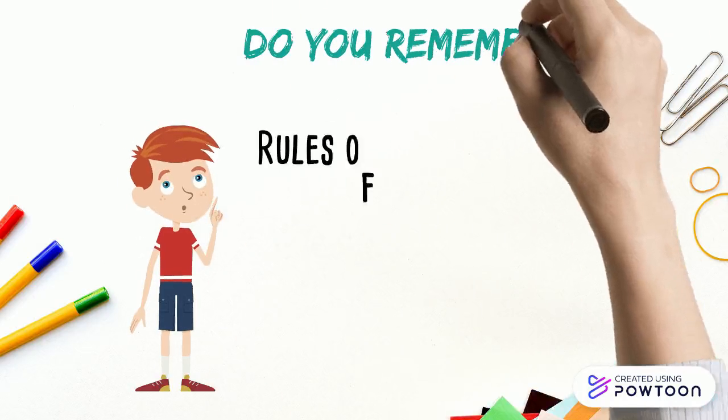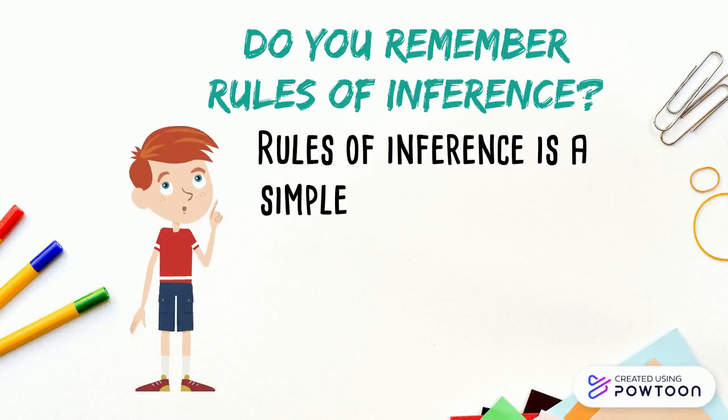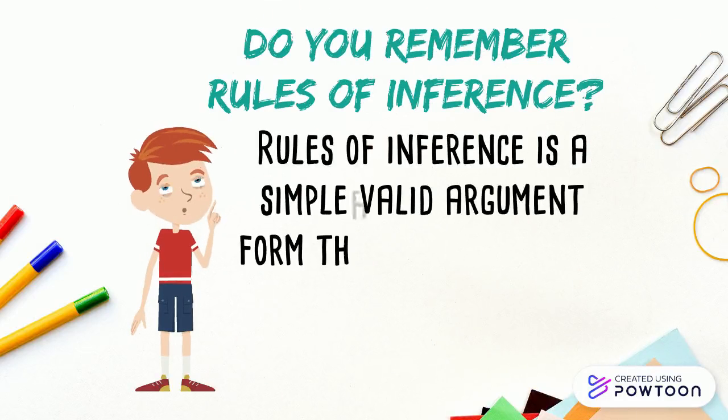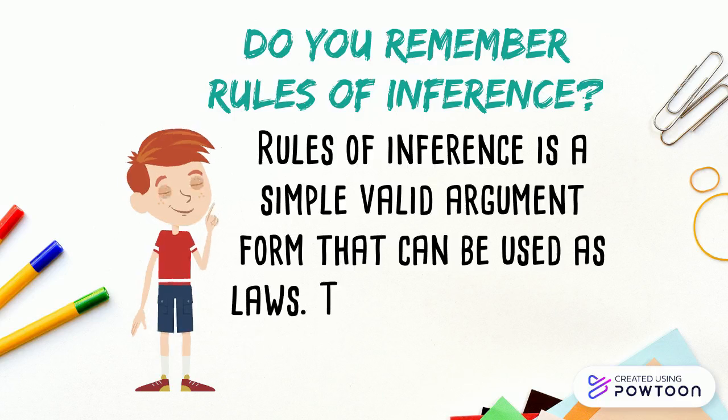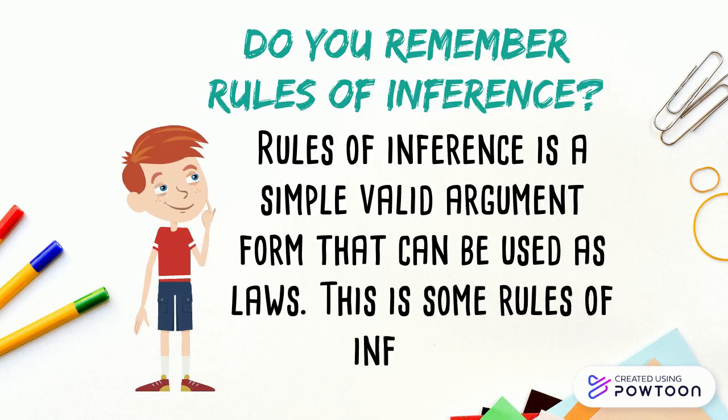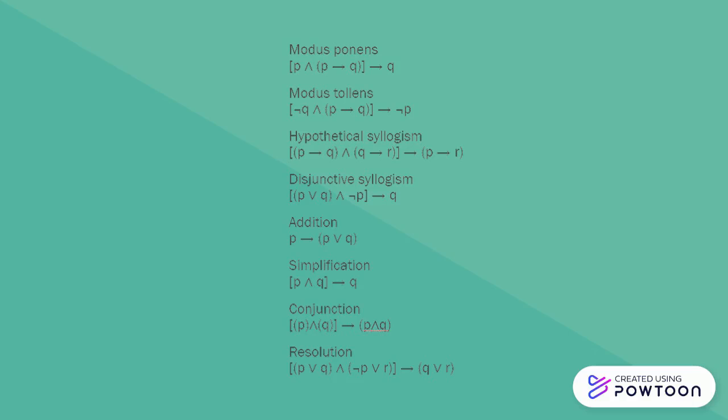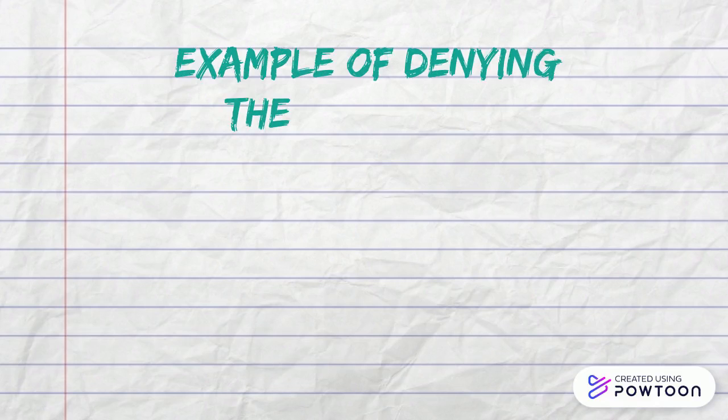Do you remember rules of inference? So I remind you, a rule of inference is a simple valid argument form that can be used as a law. So these are some rules of inference. We have modus ponens, modus tollens, hypothetical syllogism, disjunctive syllogism, addition, simplification, conjunction, and resolution. Let's continue to the example of denying the hypothesis.